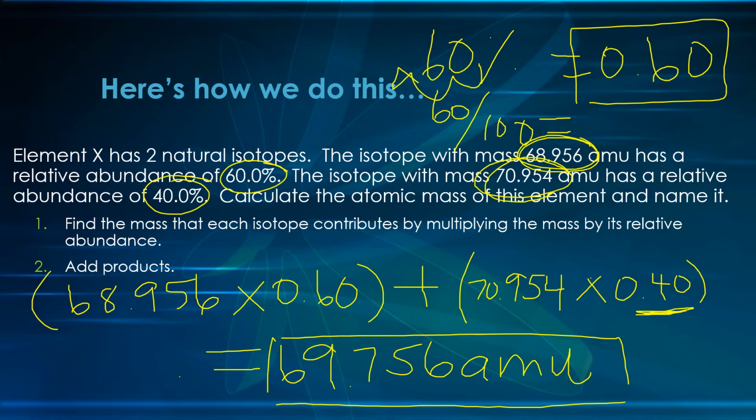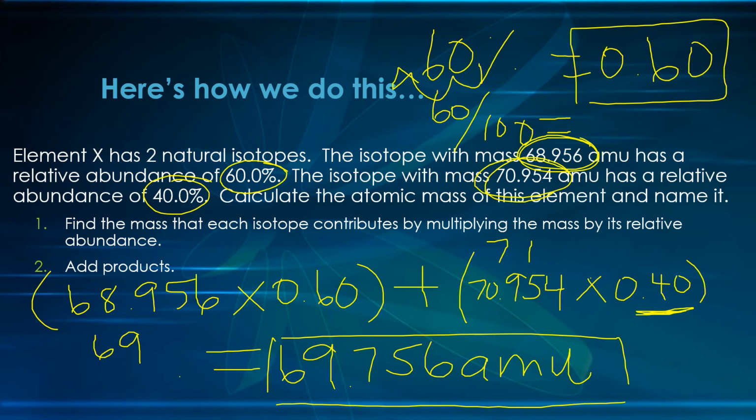I'm not going to forget to write my unit because that is points off on a test or a quiz. I'm going to look at this final answer and I'm going to come to some conclusions. Is my average closer to 68.956 than it is to 70.954? When I'm looking at my average 69.756, it does look like it is indeed closer to 68.956. And I want you to think about it this way. 68.9 is super duper close to 69, and 70.9 is really close to 71. So if I look at my average here, it is indeed closer to the number 69 than it is to the number 71.